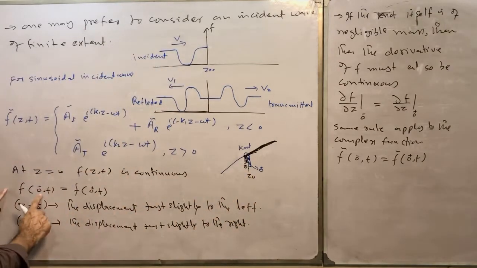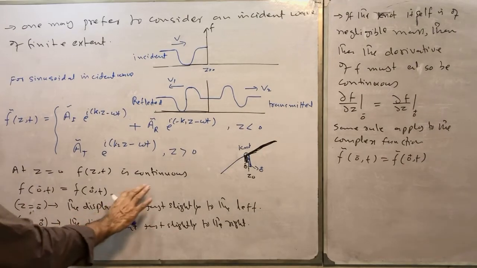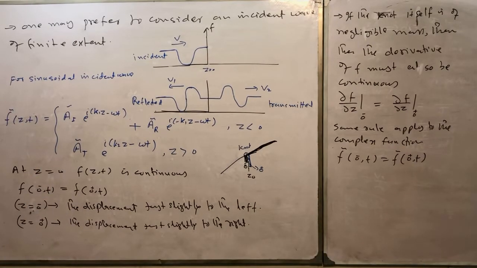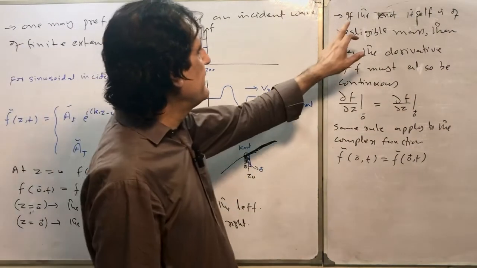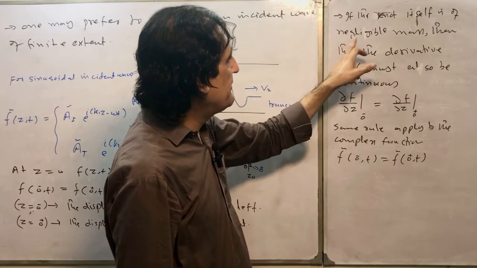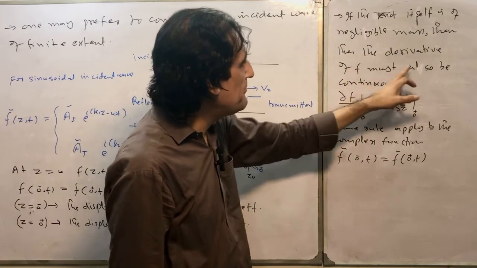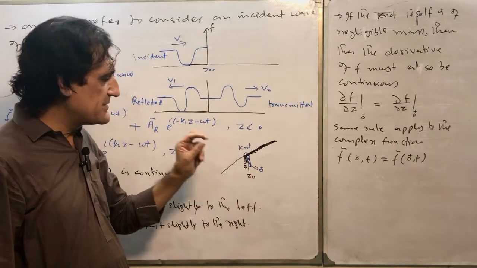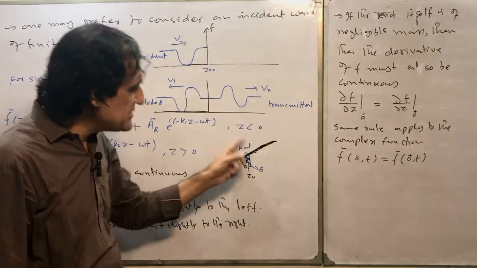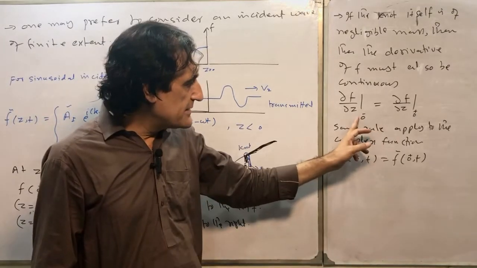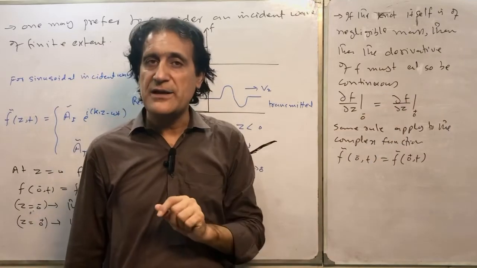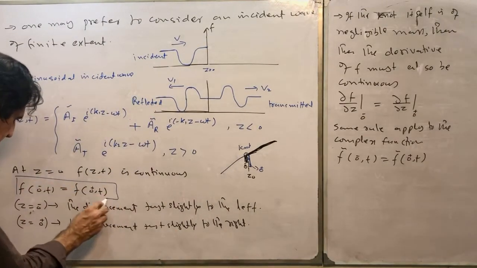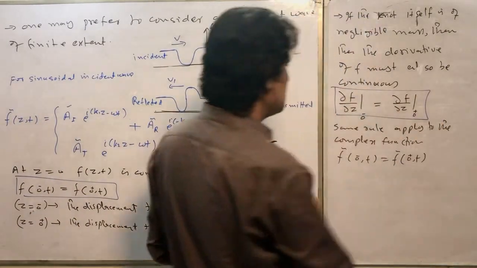When these two functions are equal, it means that there is a continuity between these two media. And here, if the knot itself is of negligible mass, then the derivative of f must also be continuous. If there is a knot of negligible mass, then the change in the function with respect to z will also be equal at z is equal to 0 minus and z is equal to 0 plus. So these two are the boundary conditions. This is the first boundary condition, and this is the second boundary condition.